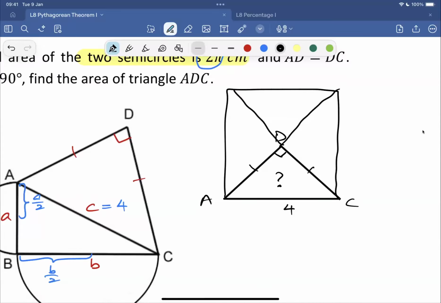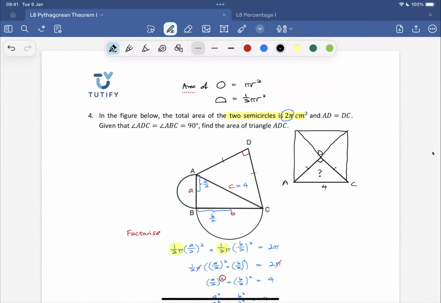So, c squared equals 16. And then since AD and DC are the same, they're both 8, and 8 plus 8 equals 16. But then since it's supposed to be squared, AD equals root 8 and DC is also root 8. Root 8 times root 8 is 8, and then half of it is 4.